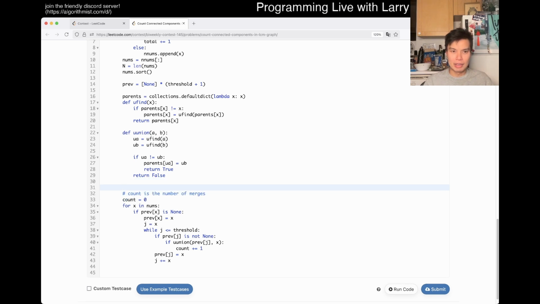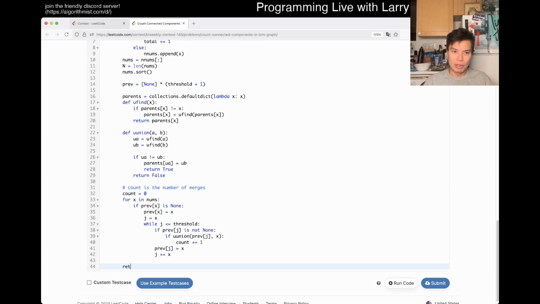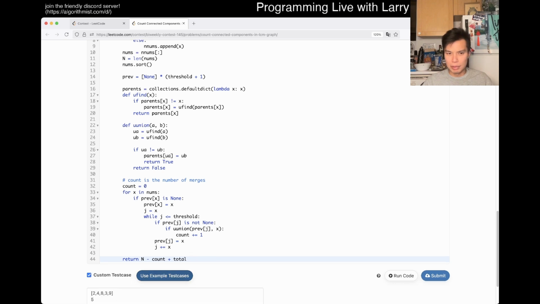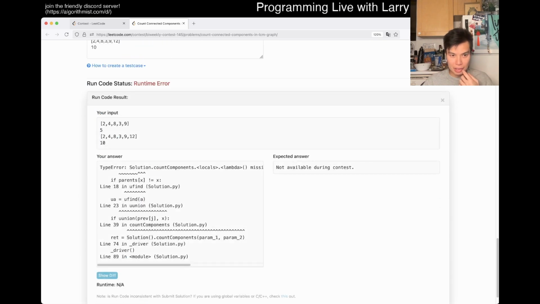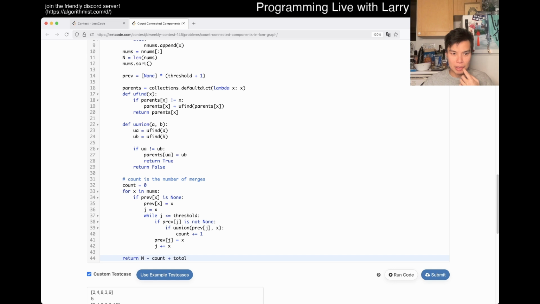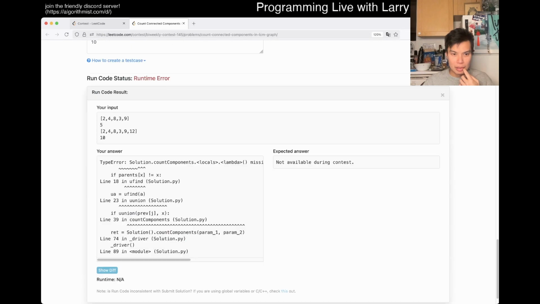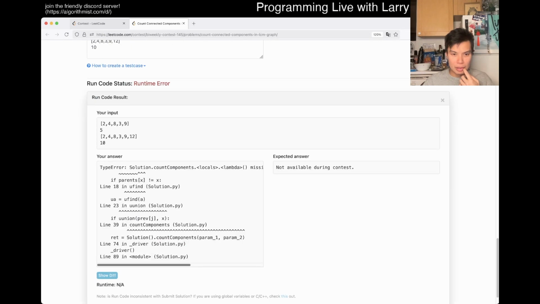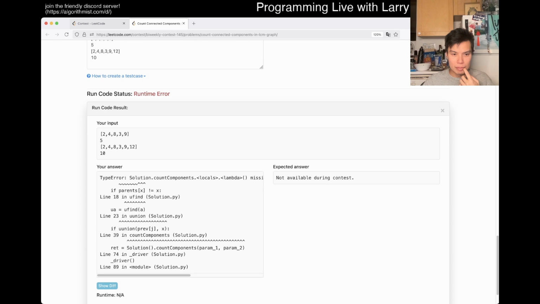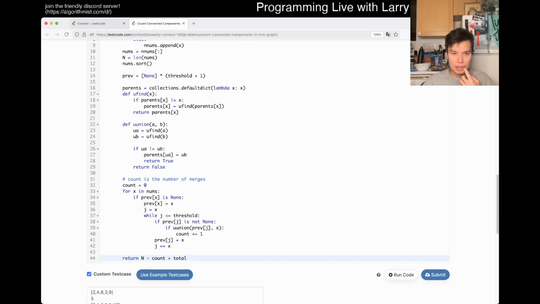We already have n, so the number of merges is going to be return n minus count. I think that's it, right? Plus total for the pre-filter, and maybe we're mostly done. Other than that, it's mostly done. Find, I found. Did I spell it well? Missing one requirement. Do I not usually write it this way?